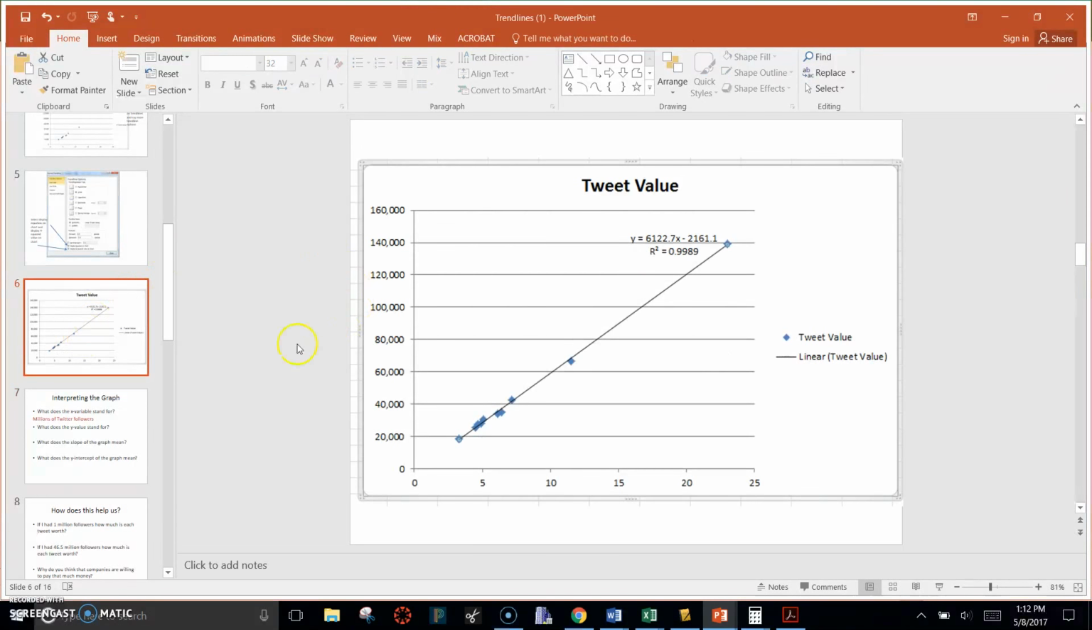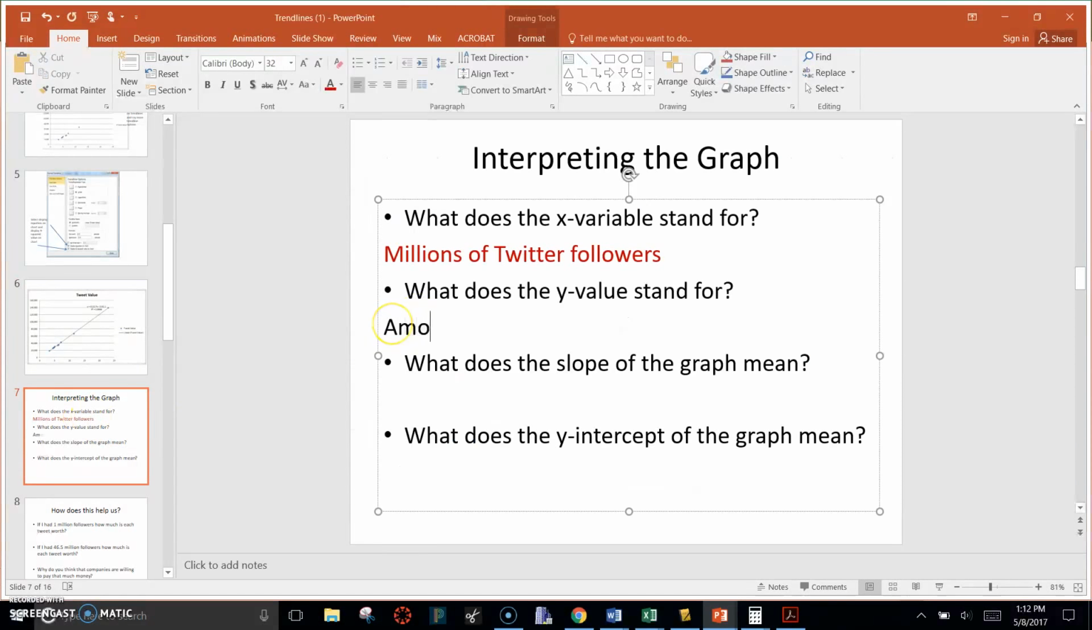Go back here. Now I want to know what the y variable is. Well, that y variable was the tweet value, or the amount of money I make. What's the slope of the graph? That slope was around $6,000 that we made. And what does it mean?